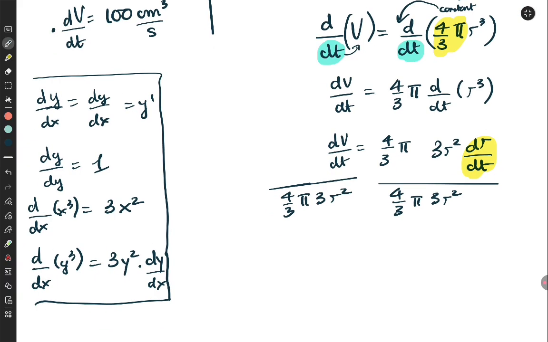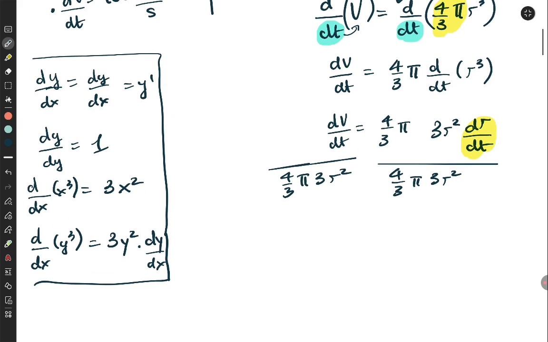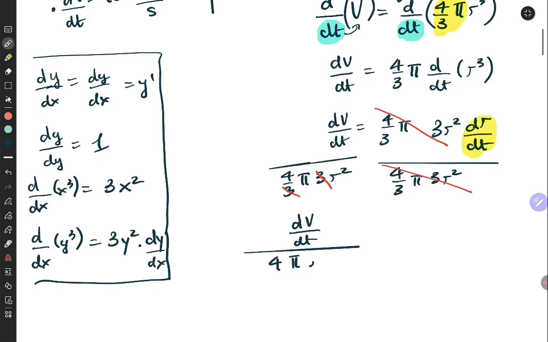I was very bad at doing this one. I should have cancelled this 3 and 3. Okay, that is careless from me. Cancel 3 and 3, it looks nicer, instead of writing like this. So dv over dt divided by, now I'm going to cancel, completely gone. 3 over 3, go out the window. So 4 pi r squared equals dr over dt.